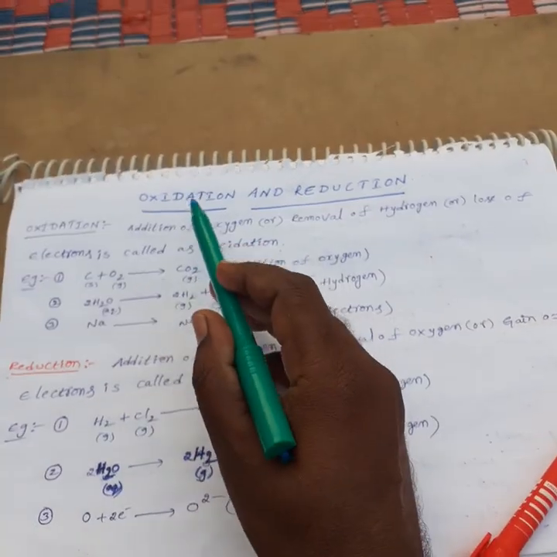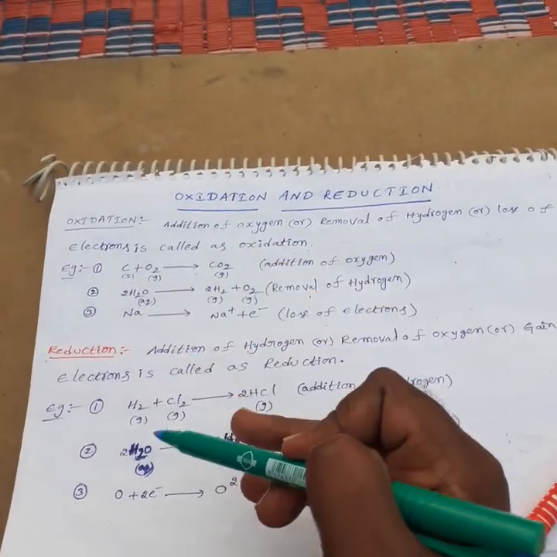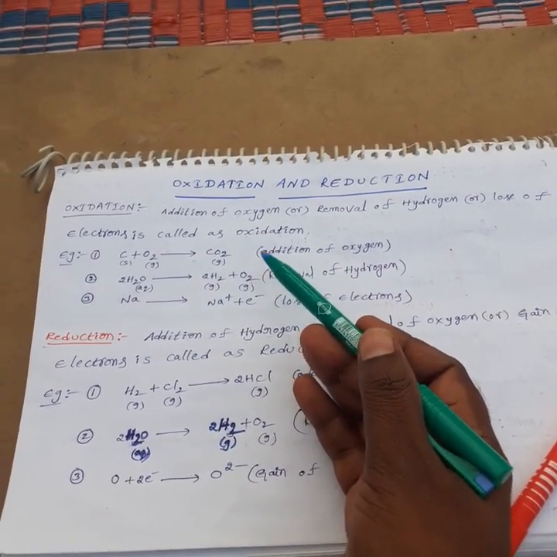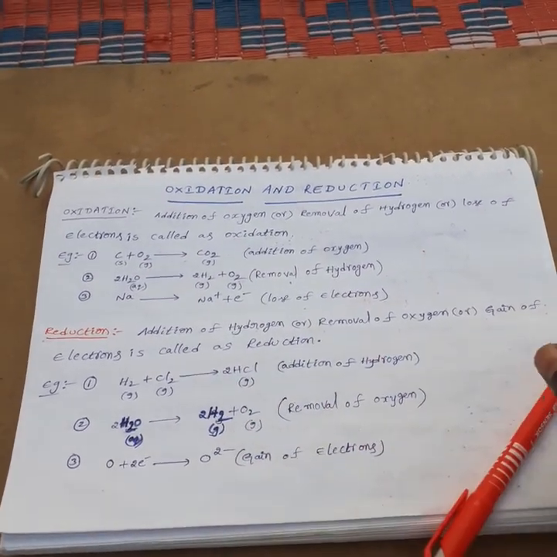electrons. This is oxidation and this is reduction. These three are examples of oxidation. These three are examples of reduction.